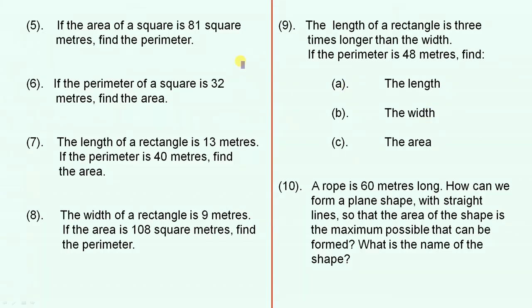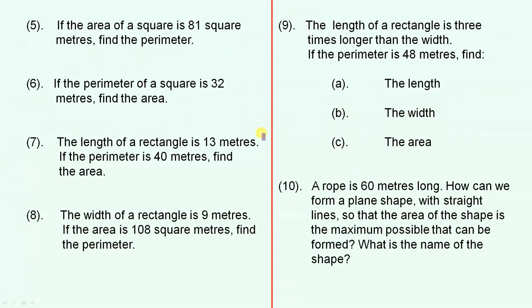Number 5. If the area of a square is 81 square meters, find the perimeter. So these problems are very, very interesting, and what I would advise is that a diagram is drawn and the information put on the diagram, and then there shouldn't be much problem in finding the answer. Number 6. If the perimeter of a square is 32 meters, find the area.